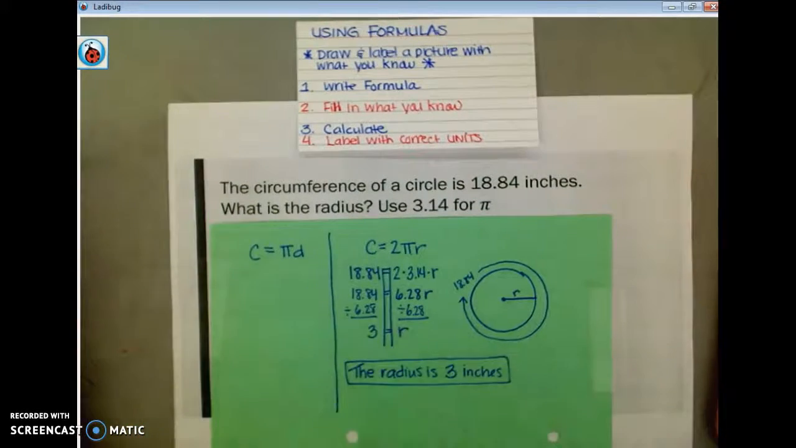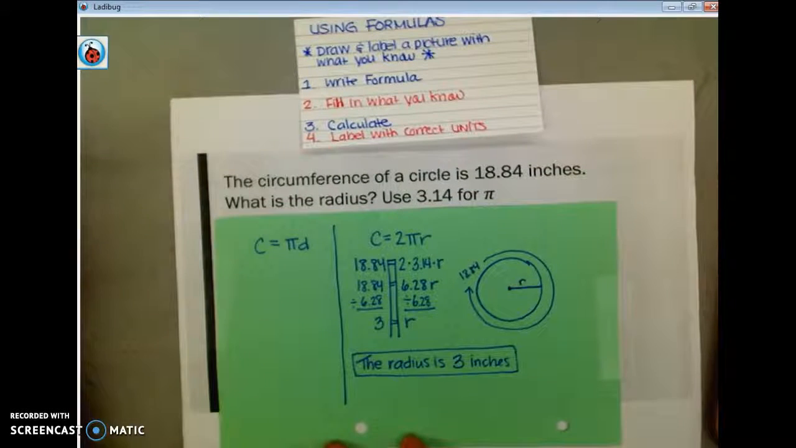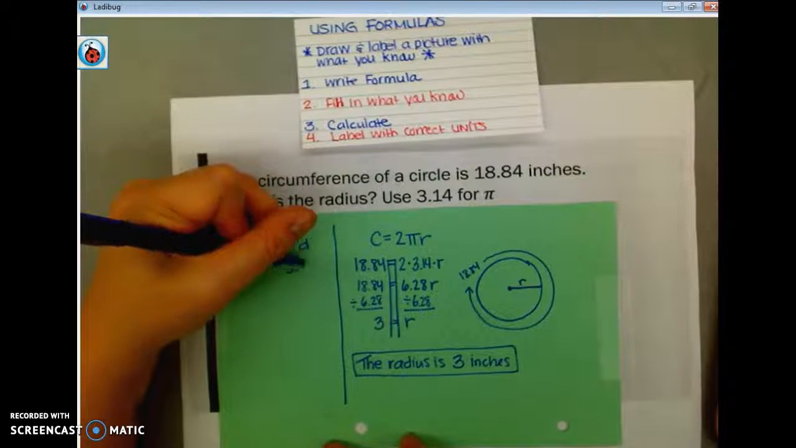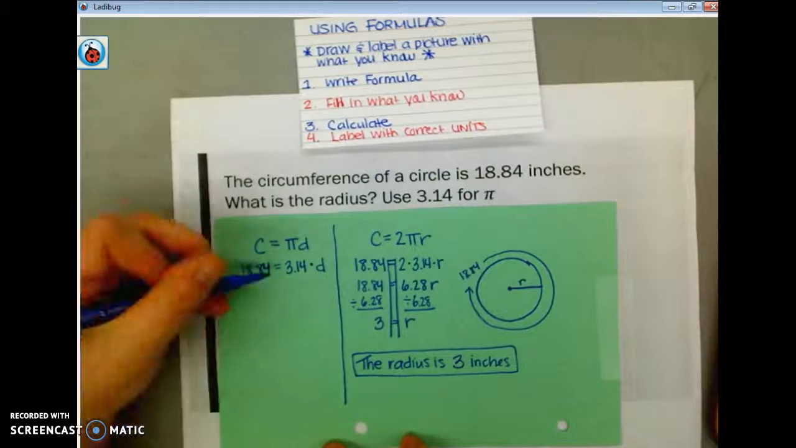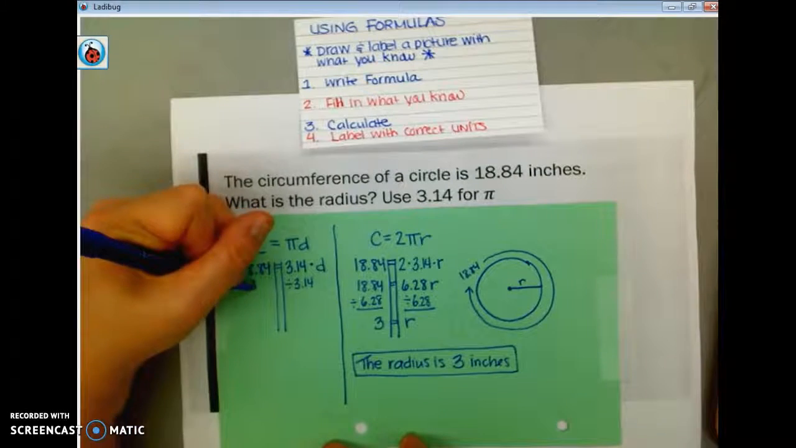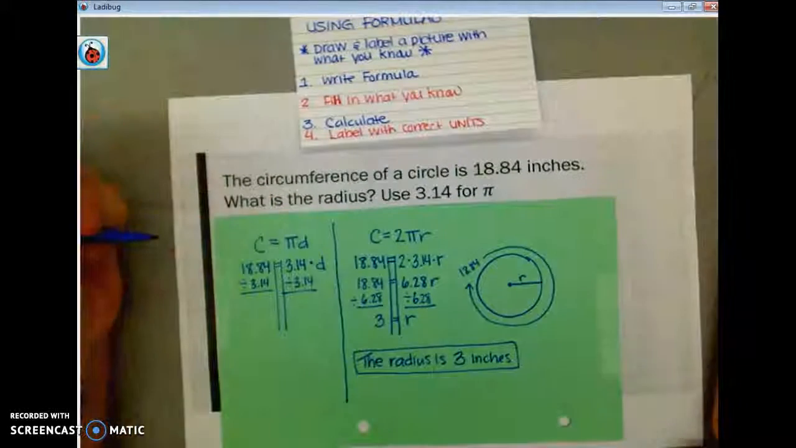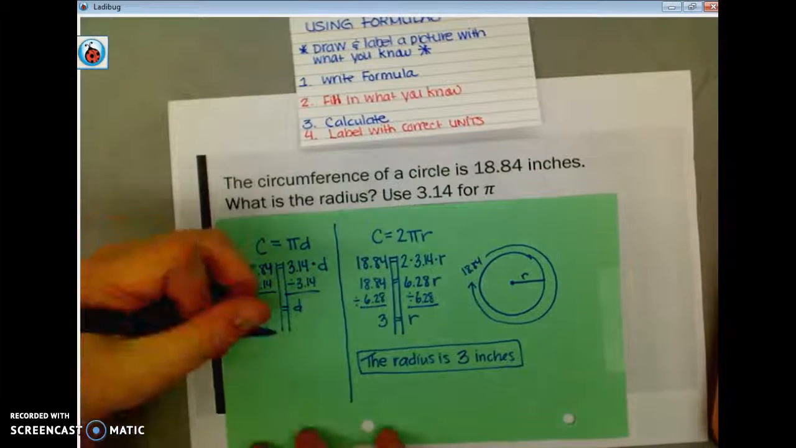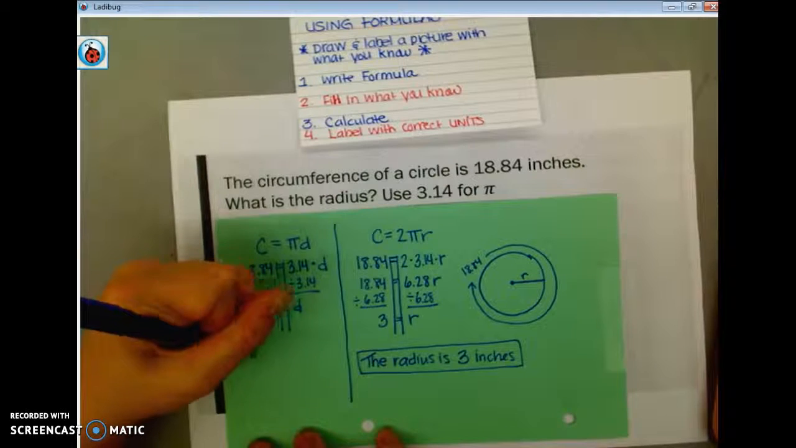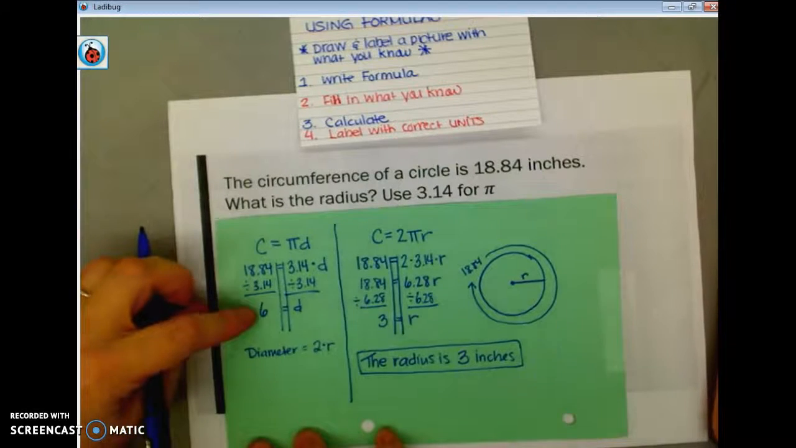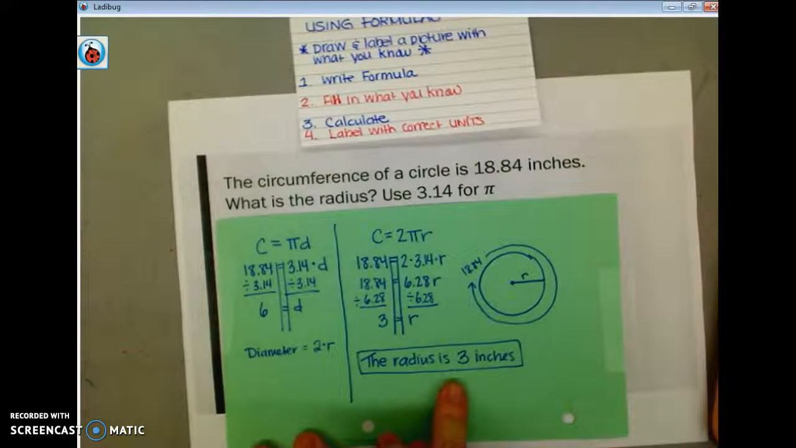All right. Just to show you how it would have worked with the other one, I could have done the same thing. Okay, 18 and 84/100 for the circumference, 3.14 for pi. I don't know the diameter. All right, divide both sides by pi. Okay, and 18 and 84/100 divided by 3.14 is 6. So if the diameter is 6, remember that the diameter equals 2 times the radius. So if the diameter equals 6, that means that the radius is 3 inches.